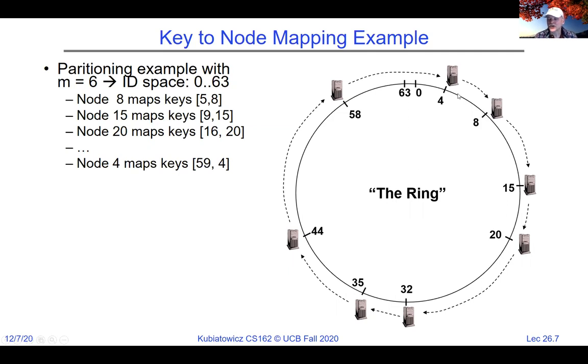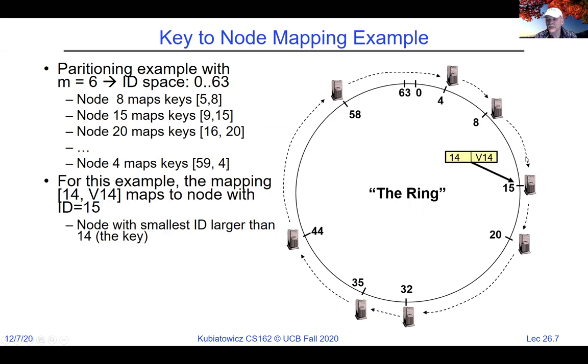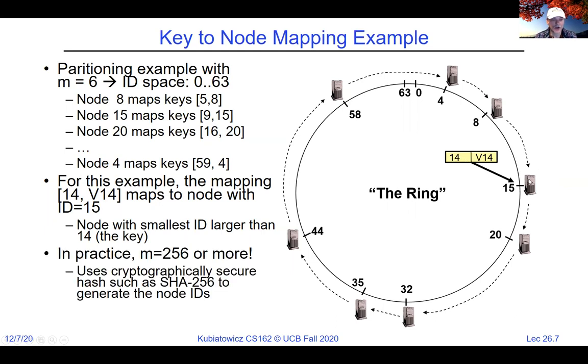The other thing I haven't told you about is how much each of these nodes needs to know about each other. Now, just to emphasize here, key 14, value 14, is going to be stored on this server. And why is that? Because server 15 is the closest one whose own hash or own ID is bigger or equal to the thing we're storing.